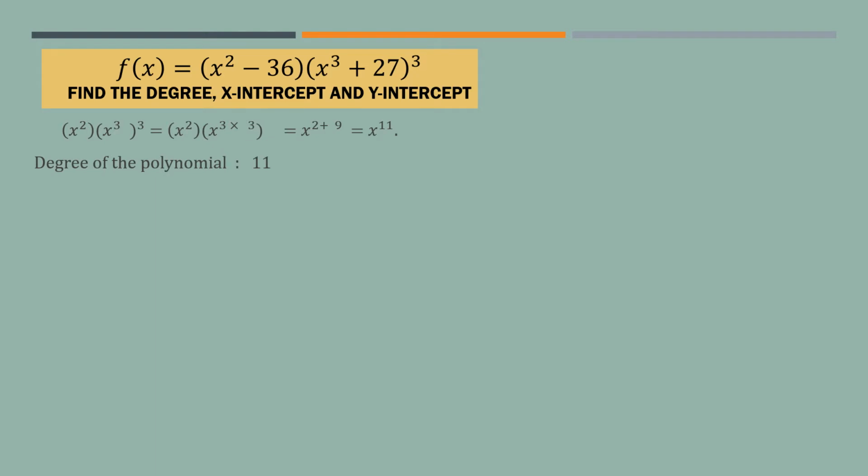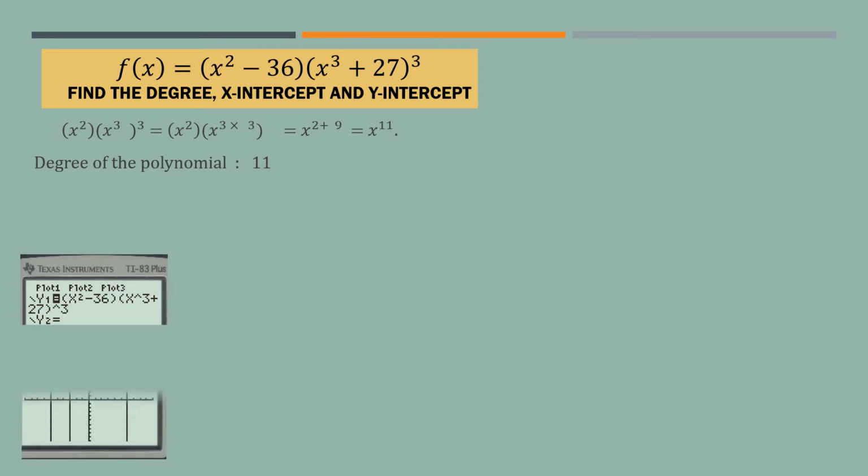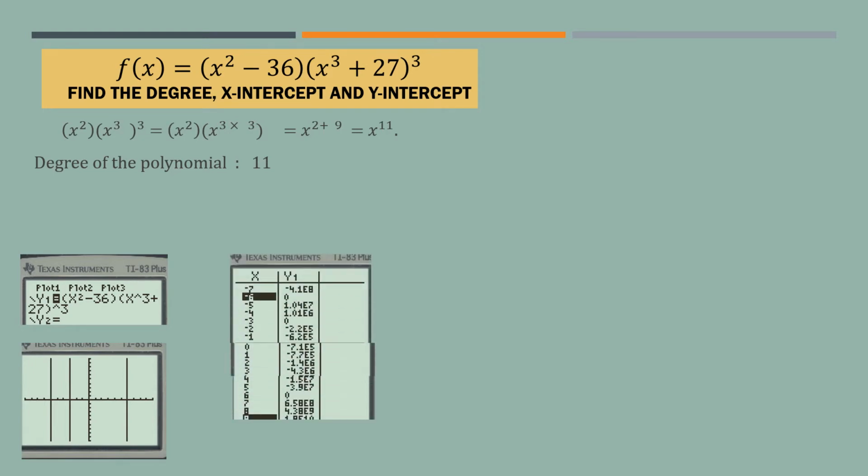In order to find the x-intercept, let us enter this in our graphing calculator and graph it. If we are interested in finding the x-intercept or the y-intercept, we can find the values by taking the table. In our table, y equals 0 when x is negative 6, we have another x as negative 3, and y is 0 when x is 6, and those 3 points are the x-intercepts.